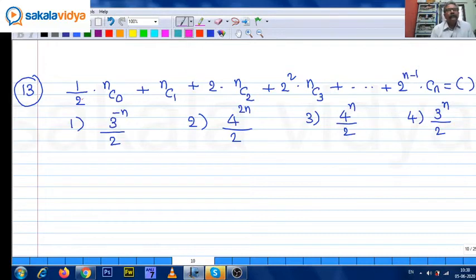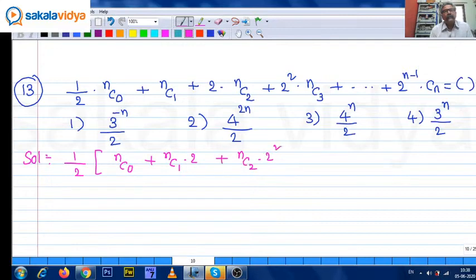So now here 1 by 2 is there. Take LCM 2. This can be written like this, or take out 1 by 2 common. If you take 1 by 2 common, you get like this: nC0 plus nC1 into 2 plus nC2 into 2 square plus nC3 into 2 cube and so on, up to nCn into 2 power n.